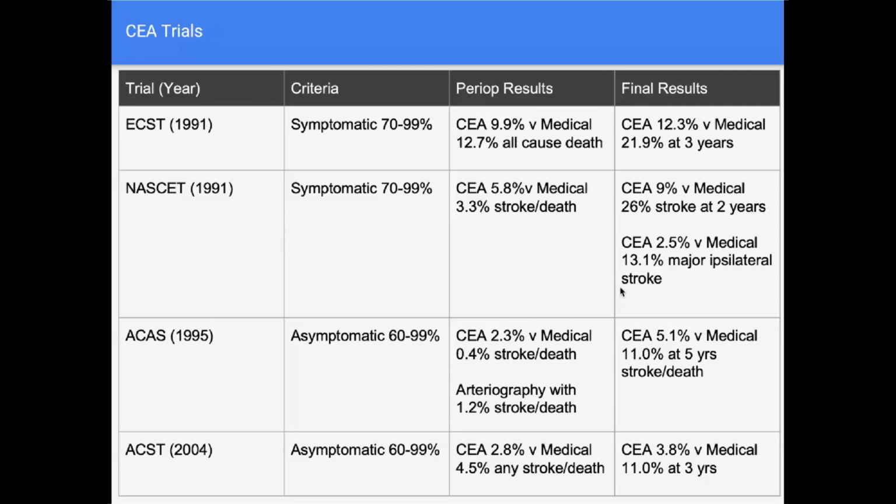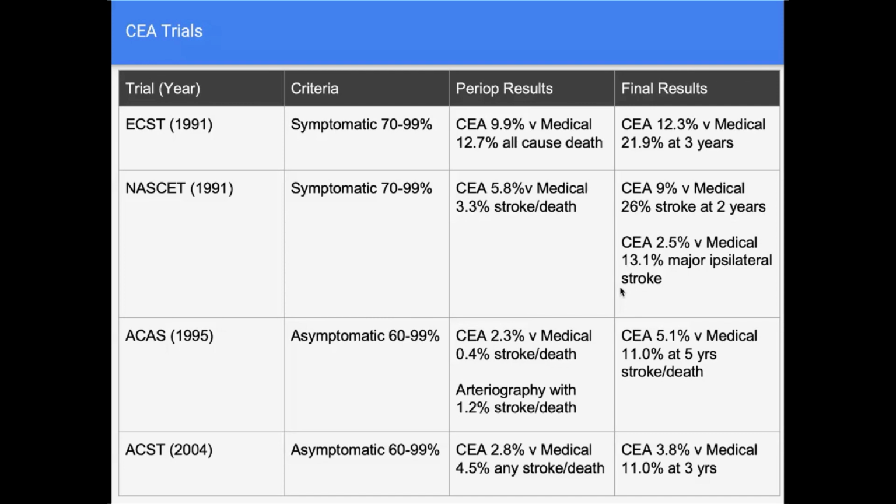Again, perioperatively, there was a 2.3% stroke rate for the endarterectomy patients, and 0.4% in the medical arm, with arteriography being responsible for 1.2% of the stroke death rate, and that shows you there is some risk to contrast arteriography. Placing a catheter in the aortic arch and within the great vessels in someone with atherosclerosis leads to some risk of embolism and stroke in these patients.